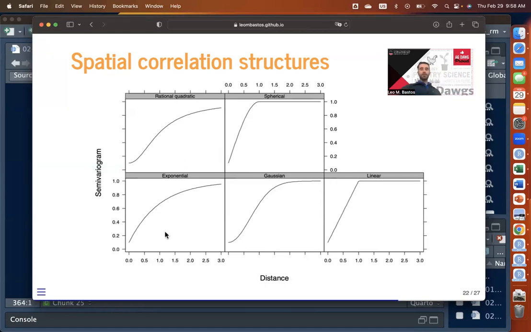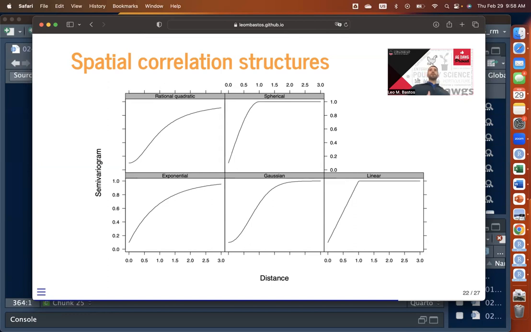So in this case, the range of all of these models is 1, which is where all of them plateau out if you go to the x-axis. So that would say that points that are away from each other up to 1 meter, in this case, I'm assuming this is meters, are correlated, and we should account for that. But points that are farther away than 1, in this case, 1 is the range, are not correlated. So we can assume a correlation of 0.